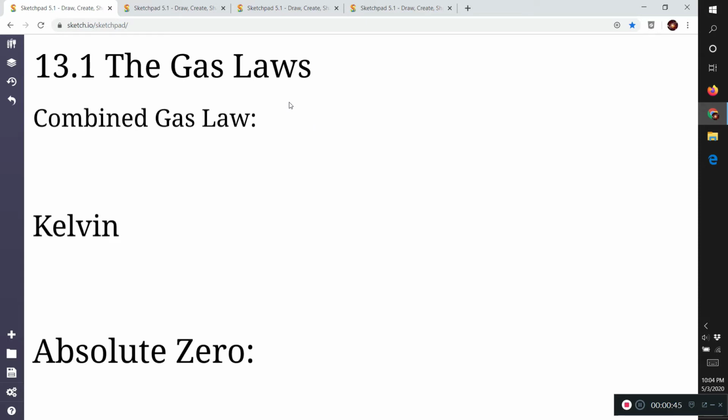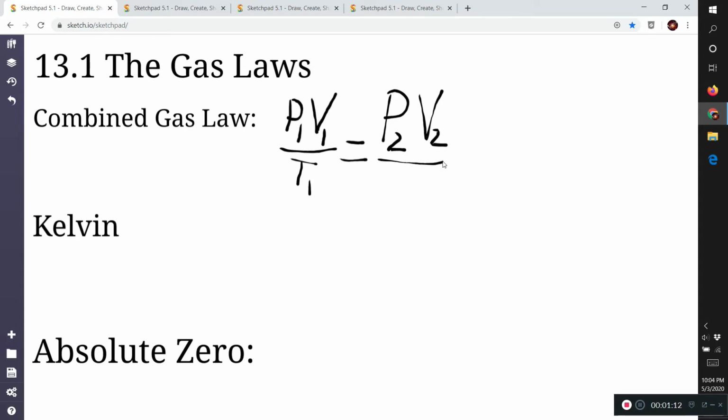So the formula for the combined gas law is the pressure of gas 1, or the gas at the first state, times the volume of that gas divided by the temperature of that gas, is going to be equal to the pressure after the fact times the volume after the fact divided by the temperature after the fact. So let's take a quick second to discuss what that means.